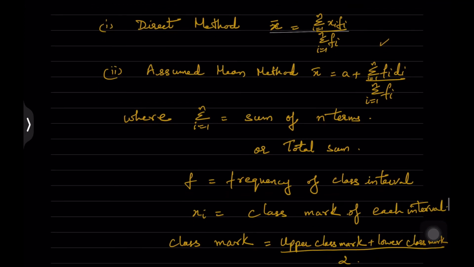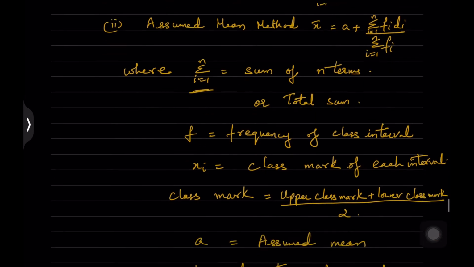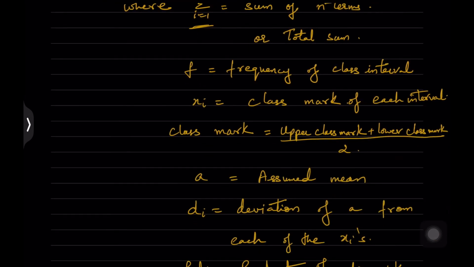Now summation, i equal to 1 to n, is the sum of n terms or the total sum. Wherever you see this symbol, it is called the summation. In this, f is called the frequency of the class interval, and xi is called the class mark of each interval. How do we find the class mark? It is the upper class limit plus the lower class limit divided by 2. That will be the class mark for each interval.